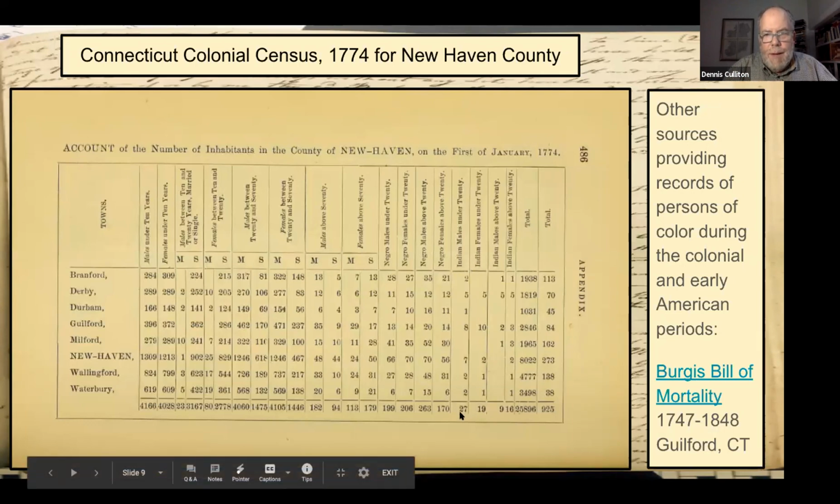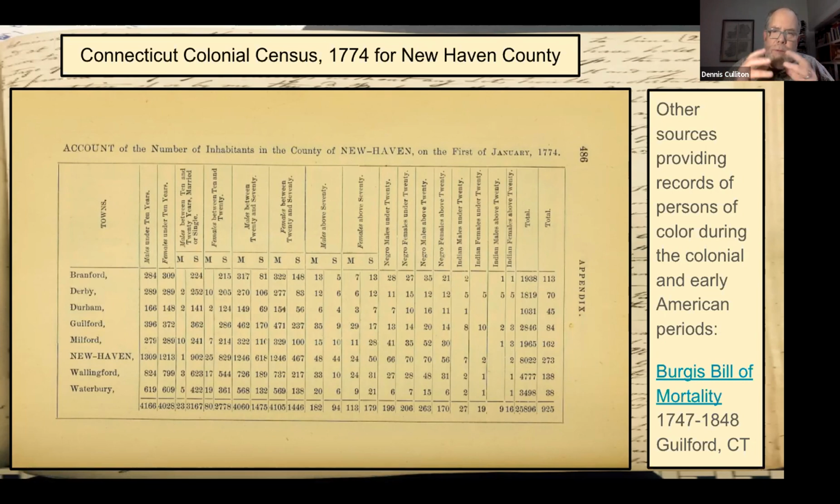And if you subtract out, I can't do this in my head, so we have 28 and 27, so 55. If you subtract 55 people from this number, then you would have a total of Africans or African Americans in New Haven County. And out of that, we believe in 1774, a large percentage of that number, so 875 Africans or African Americans in 1774, we would believe a large percentage of those would have been enslaved.